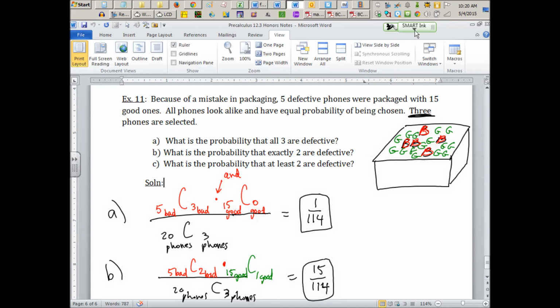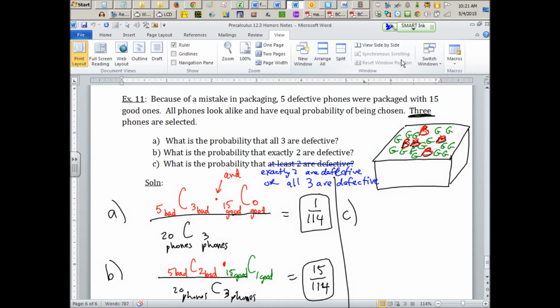So you get to part C. If you read it really carefully, it says, what's the probability that at least 2 are defective? You might want to change that into something a little simpler for yourself. For example, at least 2 means 2 or more, right? So how about just change it to this? What is the probability that exactly 2 are defective, or all 3 are defective? So I'm just kind of rewording it so I understand it better.